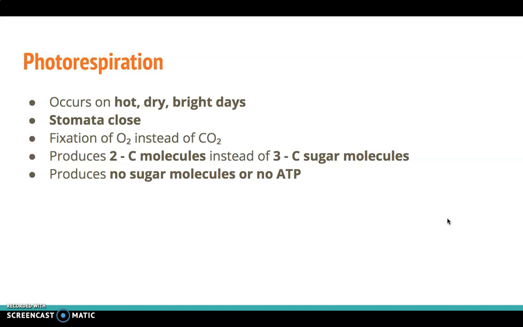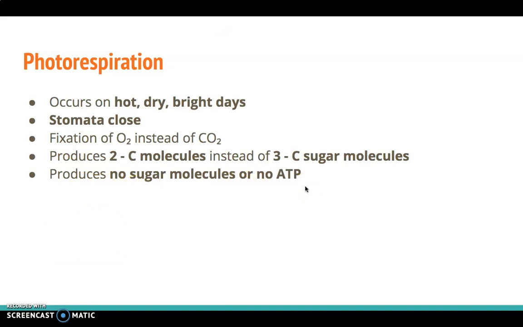So when does photorespiration take place? It usually takes place on hot, dry, bright days, when the stomata are closed. Because of this, carbon dioxide can't enter the plant. Instead, it's going to use the oxygen found in the plant for that fixation process. Again, it produces 2-carbon molecules instead of 3-carbon sugar molecules, and by the end of this process, it makes no sugar molecules and no ATP.